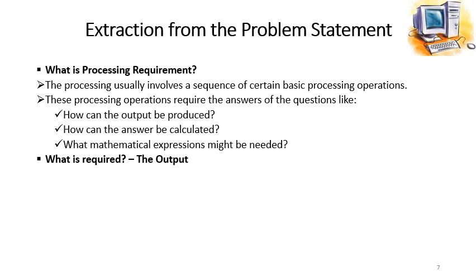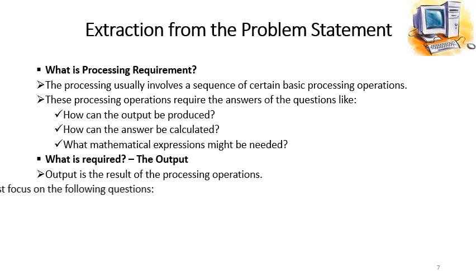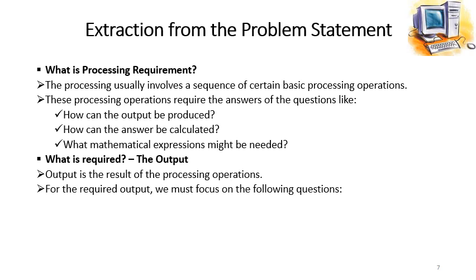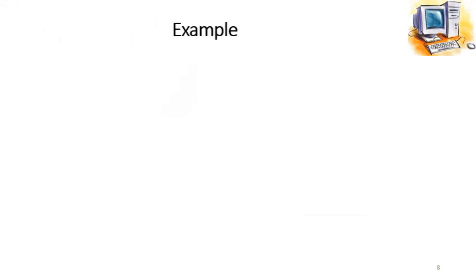Now what is required? The output. Output is the result of the processing operations. For the required output, we must focus on the following questions. What is the required output? How is it to be displayed? What should be the format of the output which is going to be displayed? These are the things that we can extract from the problem statement, that is input, processing and output.